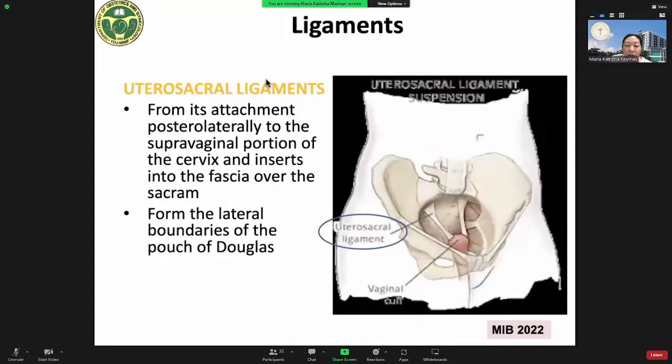The uterosacral ligament extends from an attachment posteriorly to the supravaginal portion of the cervix and inserts into the fascia over the sacrum. So this is alongside the posterior wall, uterosacral. They also form the lateral boundaries of the pouch of Douglas. Uterosacral ligament.